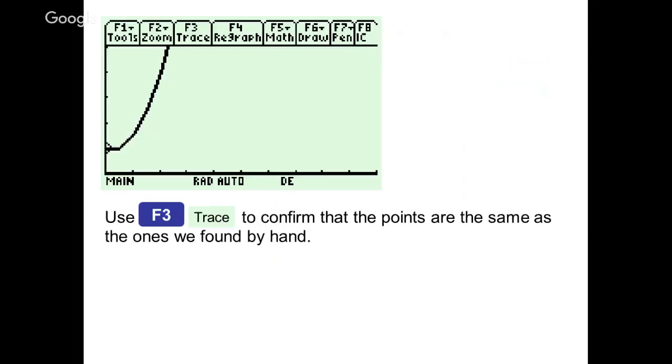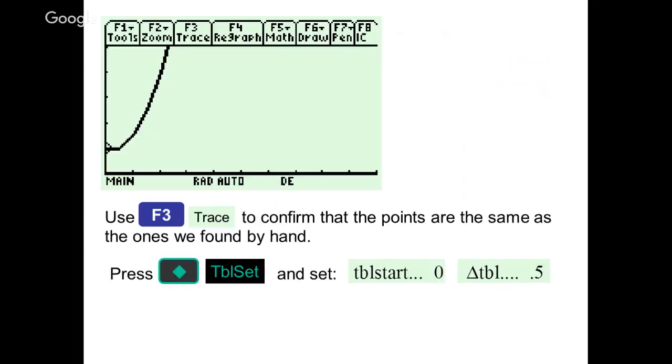Now you can use F3 trace. Do you remember the points that we had? We went in increments of 0.5, so it was like 1 to 1.5 to 2 to 2.5, right? So if you trace along this curve, you should get the very points that we did. Or you can look at the table, and you can edit where our table starts. You start at 0 and put it in increments of 0.5. Let's do that.